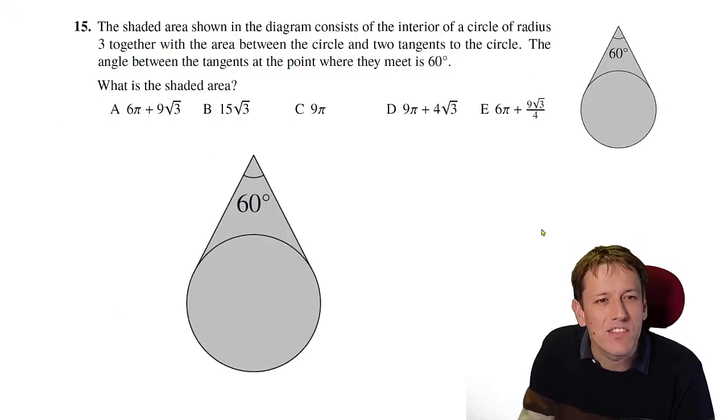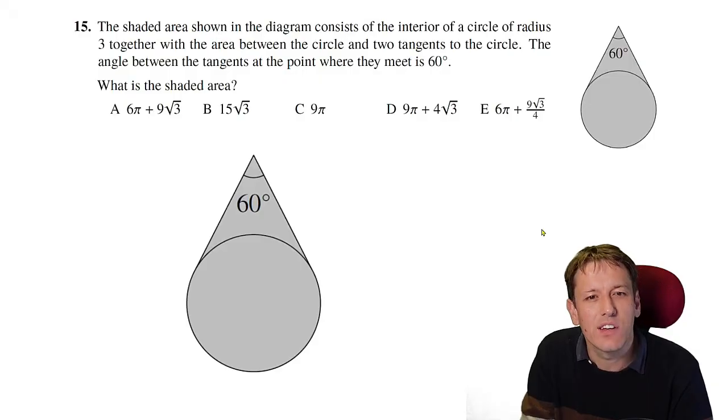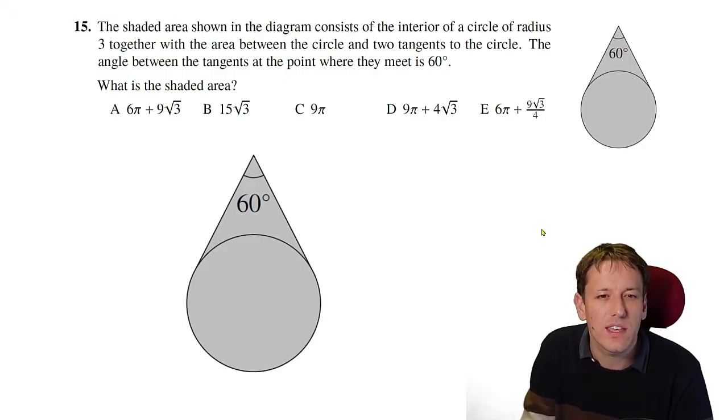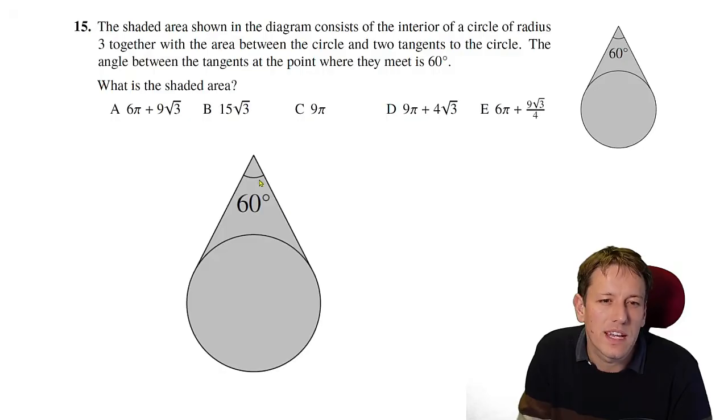So we've got this picture and it says the shaded area in the diagram is the interior of a circle of radius 3 with this area between the circle and the 2 tangents to the circle. And the angle here is 60 degrees, and we want to work out the total shaded area.